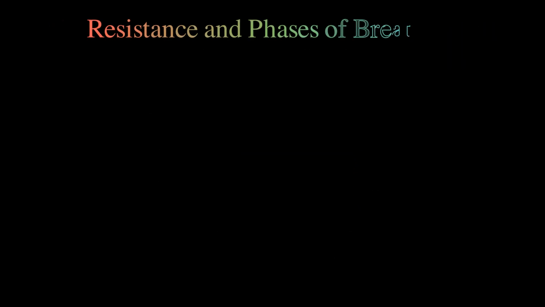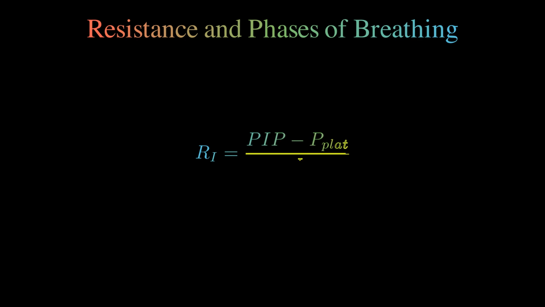Lastly, we examine how resistance varies between the inspiratory and expiratory phases. In volume control ventilation, inspiratory resistance can be estimated using the difference between peak inspiratory pressure and plateau pressure, divided by the inspiratory flow. Expiratory resistance, on the other hand, is estimated using the mean expiratory flow and the pressure difference between plateau and PEEP.